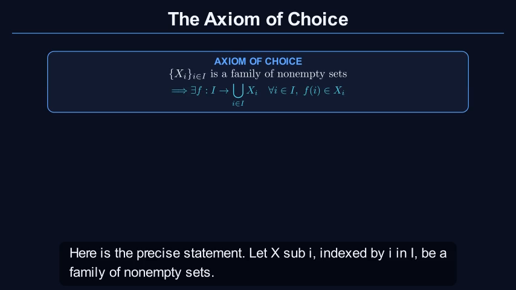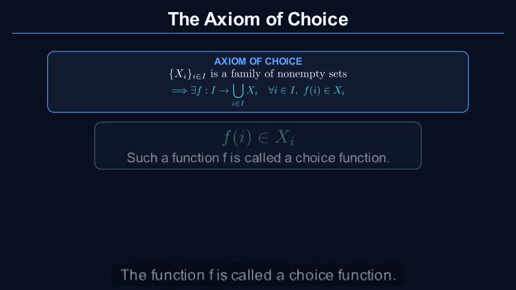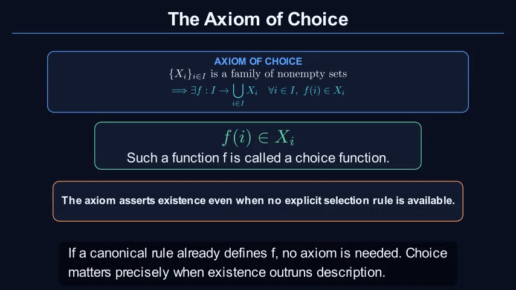Here is the precise statement. Let X sub i, indexed by i in I, be a family of non-empty sets. The axiom of choice says there exists a function f on I such that f of i belongs to X sub i for every index i. The function f is called a choice function. If a canonical rule already defines f, no axiom is needed. Choice matters precisely when existence outruns description.